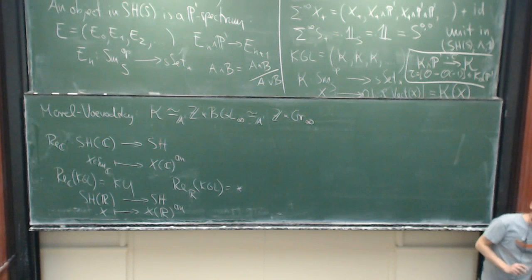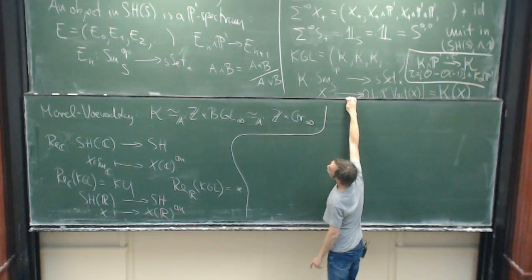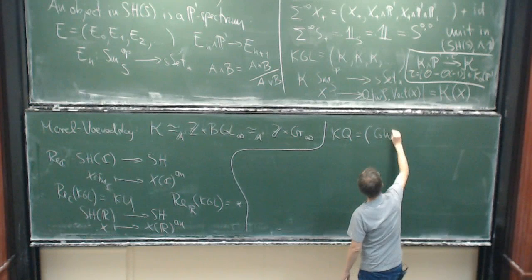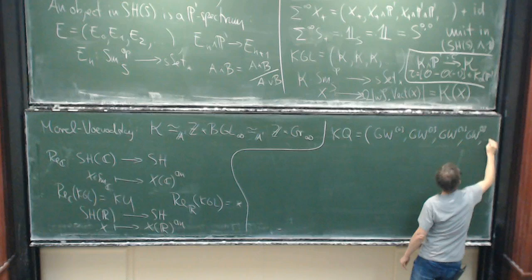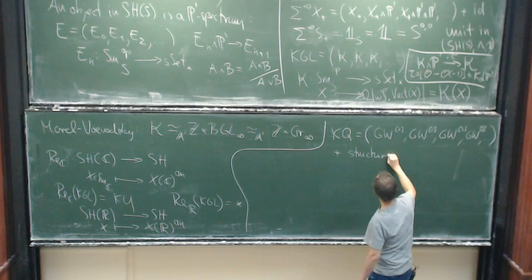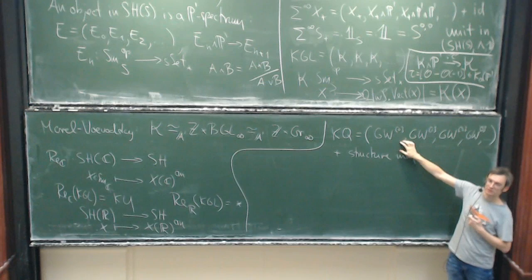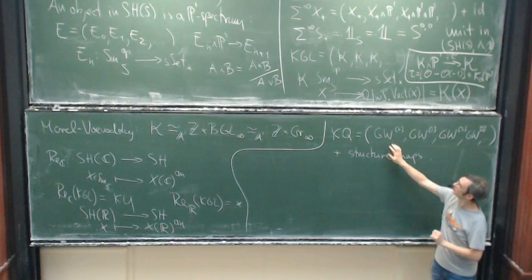Maybe I can give at least one more example so that I actually have this KQ thing on the board. But I won't discuss it in detail because I will just refer to Marco Schlichting's talk. So the KQ that I mentioned can be described as GW0, GW1, GW2, GW3, and so on, plus certain structure maps. And these presheaves with values in spaces are the ones that Marco Schlichting introduced. Actually, he didn't introduce them as presheaves. He only said this is your value at some ring or maybe some DG category, but you can turn this into a presheaf.